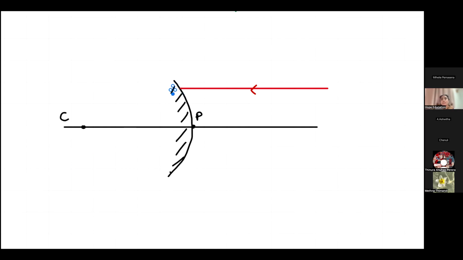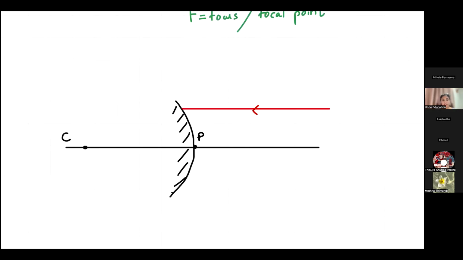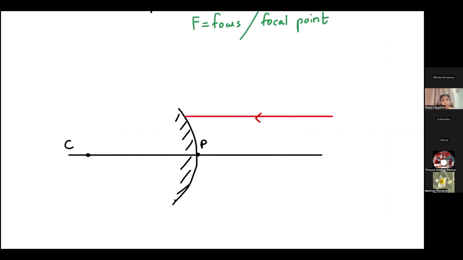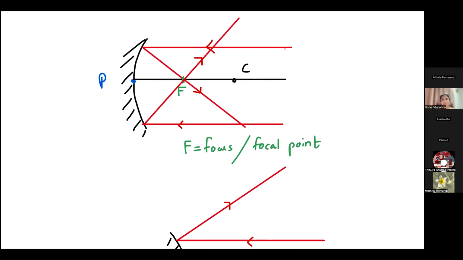Light rays always get reflected back from the mirror. Now this is what happens. When this light ray is reflected, it will be reflected outwards, because this mirror is curved outwards. So this light ray will be reflected like this. Now this reflected light ray, does it meet the principal axis?